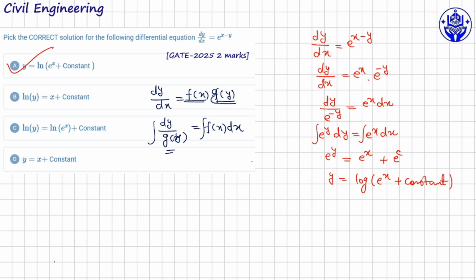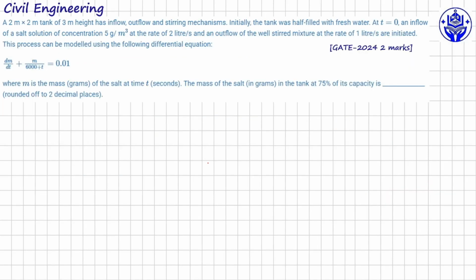Okay, so this is just the simple case. Next one is one of the important questions which was asked in 2024, a 2 mark question. A 2 meter cross 2 meter tank of 3 meter height has inflow, outflow, and a stirring mechanism. Initially, the tank was half filled with fresh water at time t equals 0. It is nothing but the initial condition of the differential equation.